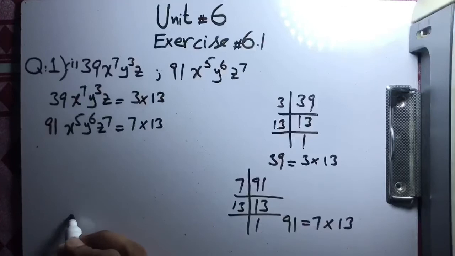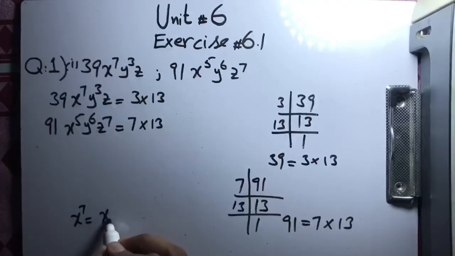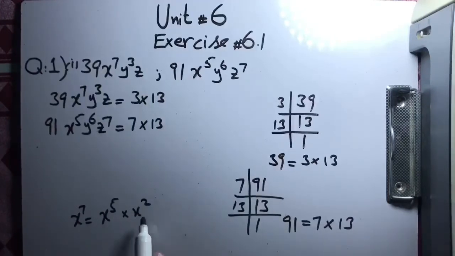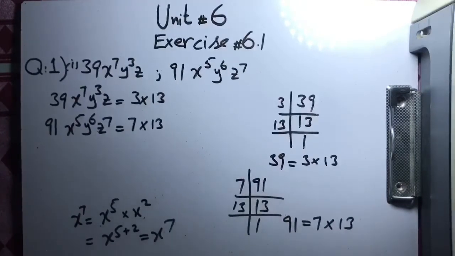You know that we can write x raised to power 7 that is equal to x raised to power 5 multiplied by x raised to power 2. If bases are same and these are multiplying, then powers are added. You can write here x raised to power 5 plus 2, it again becomes x raised to power 7.